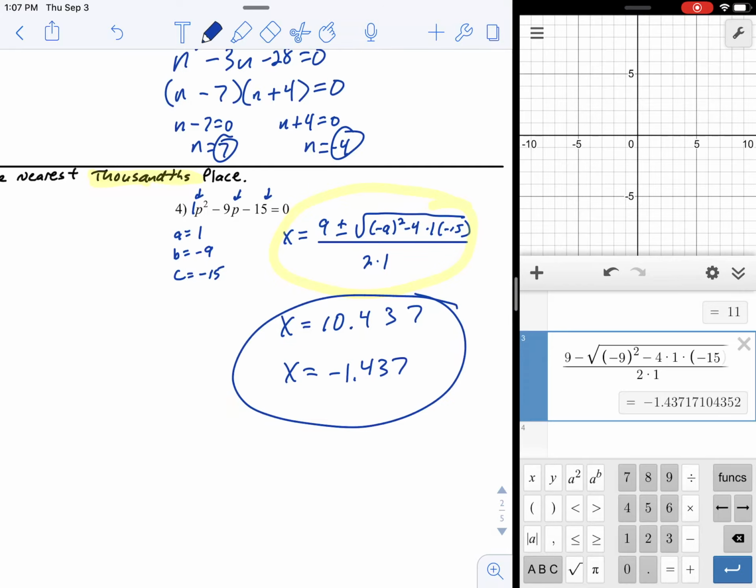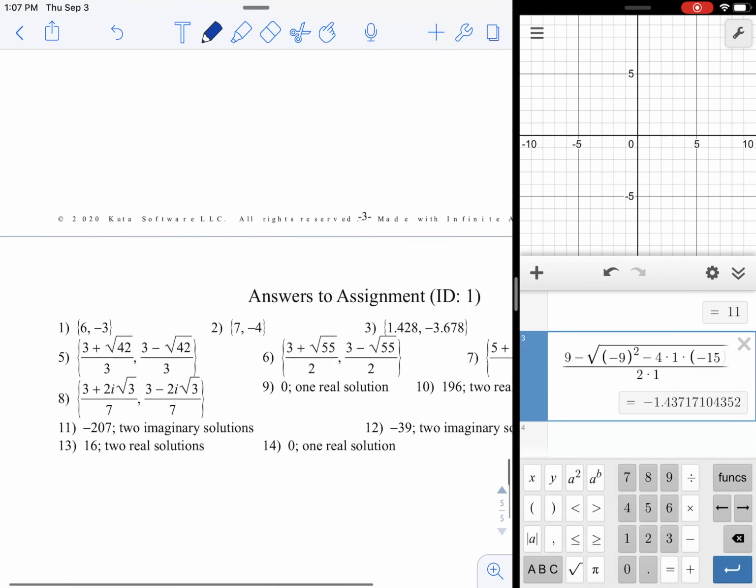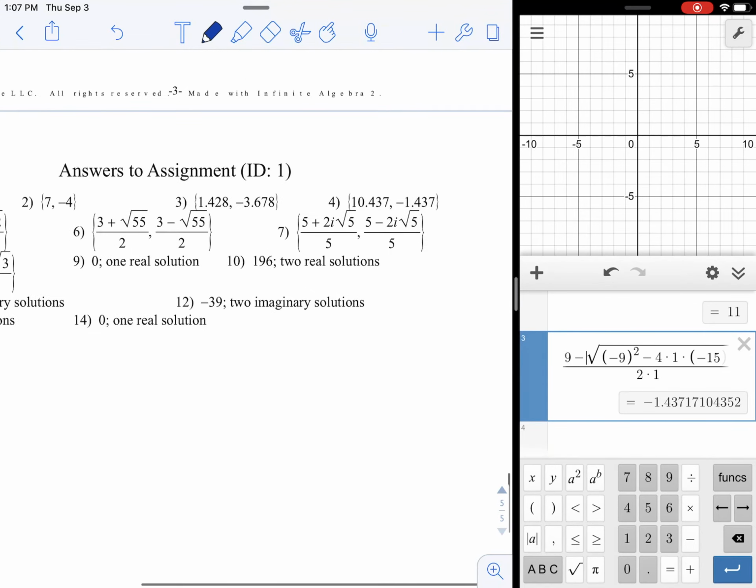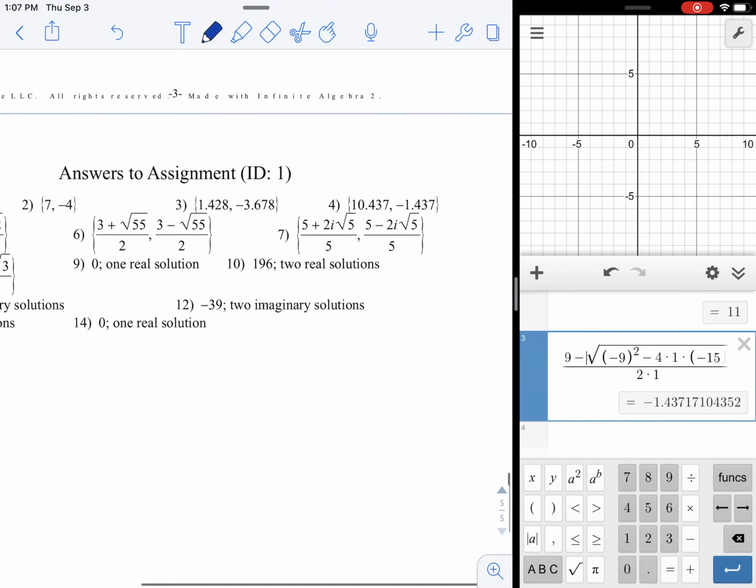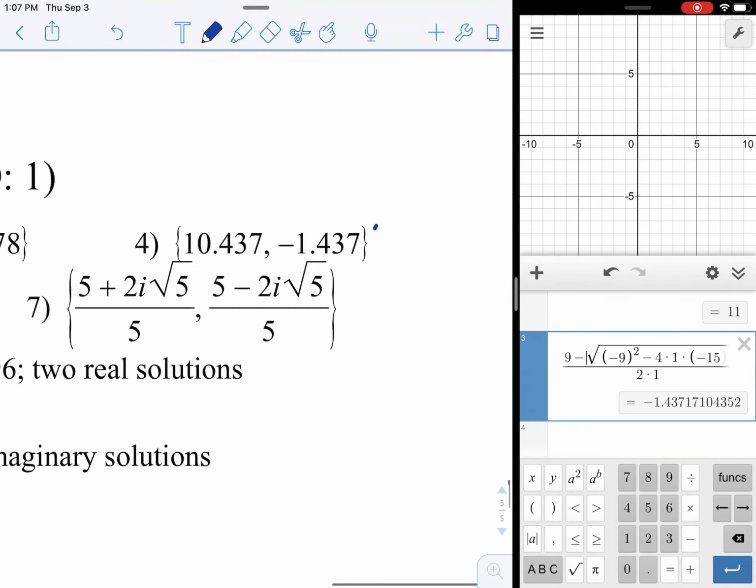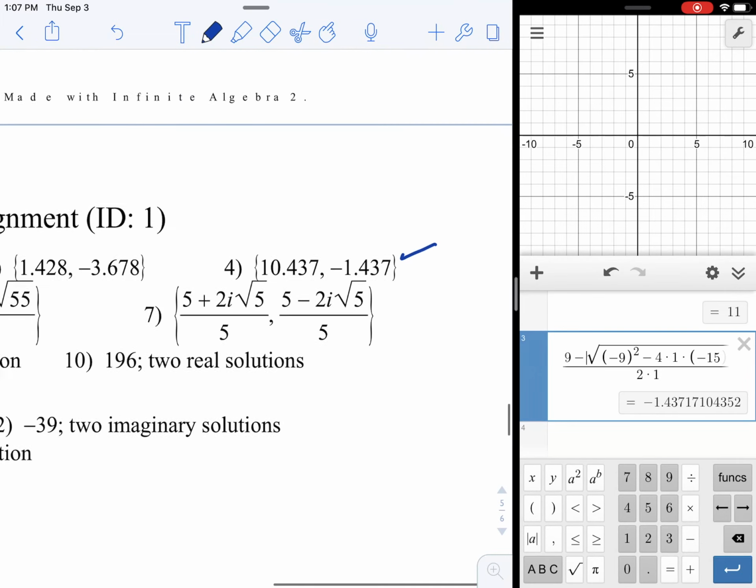Let me scroll down to number 4 and see if that's indeed correct, or did I mess up? Oh, I was looking at number 3. I thought I messed up. Nope. There it is. Both answers correct.